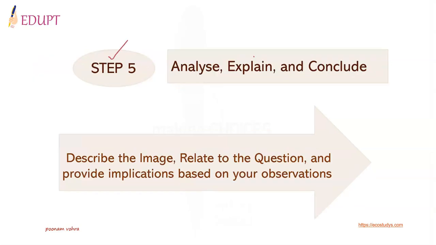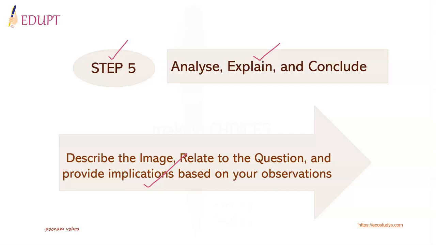Step 5. Analyze, explain, and conclude. You need to break your answer into clear logical parts. That is, describe the image. Briefly describe the key details of the image. For example, the table shows the GDP contribution of different sectors over 5 years. Then relate to the question. Then explain what the image indicates about the topic. For example, the data suggests a decline in agricultural sector's share of GDP, indicating economic diversification.